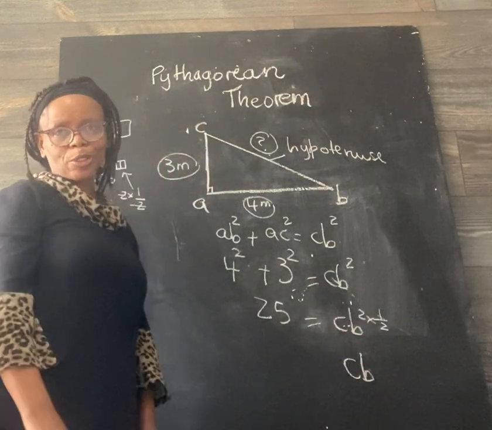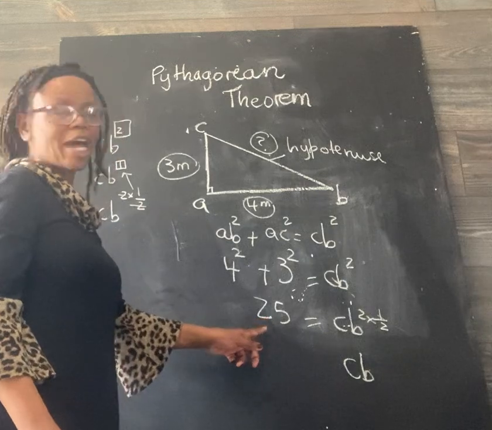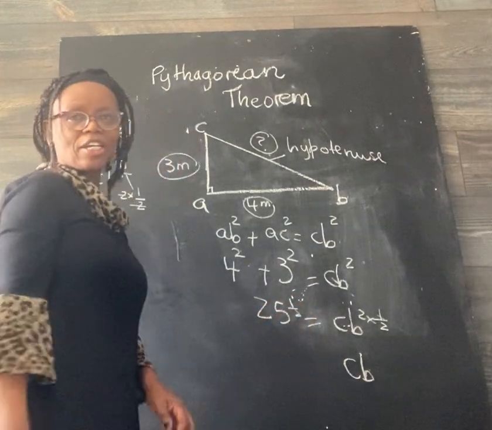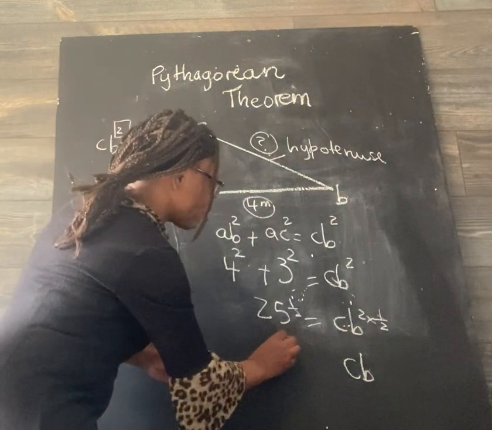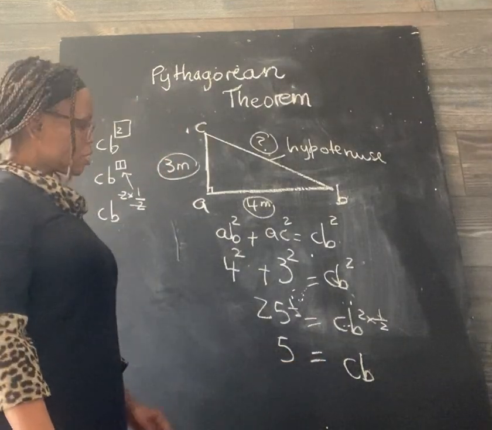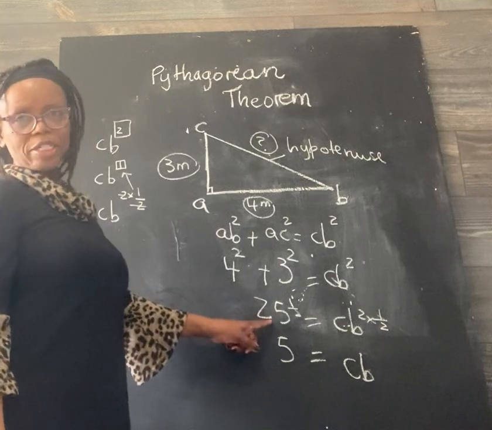What must we also do? If we multiply this by half, we must multiply this by half as well. What is 25 to the power half? It is indeed 5. In other words, to find the length CB, we have to take the square root of 25.